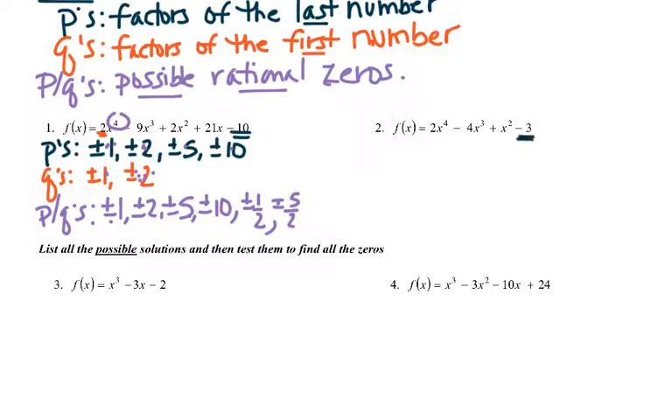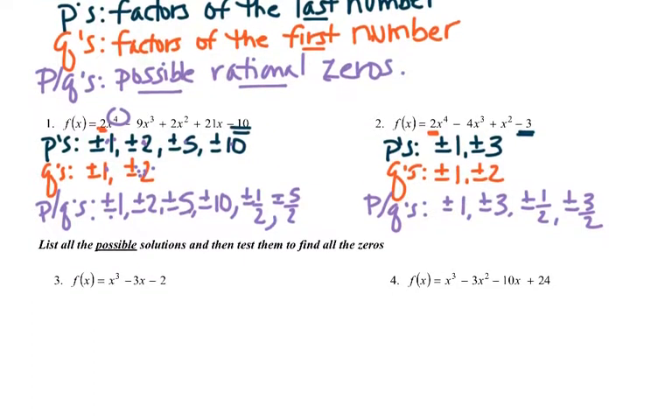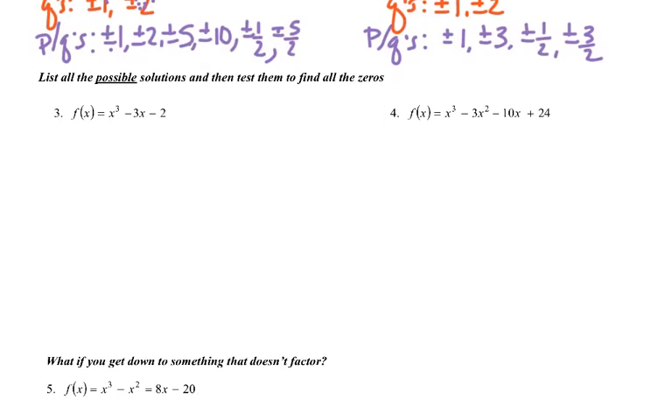That's a really long P over Q list. Usually they're shorter. Like here, the P's are just 1 and 3. The Q's are just the numbers that go into 2, so plus or minus 1, plus or minus 2. And then my P over Q's are 1 over 1, 3 over 1, 1 half, and 3 halves. Possible rational zeros. So here we're going to make our P over Q list, then we're going to figure out the 3 solutions in this case.